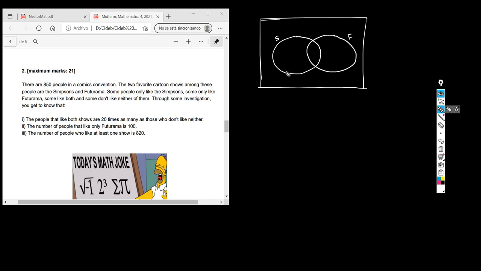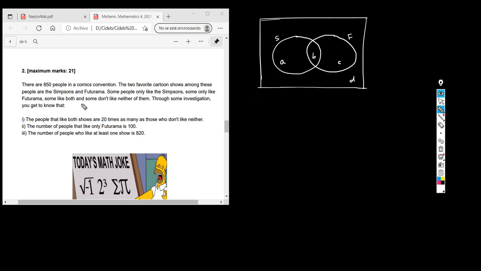Now, let me label how many people we have in each of these areas by making use of these variables A, B, C, and D. What is A representing? A is representing the number of people that only like The Simpsons. B is representing the number of people that like both The Simpsons and Futurama. C, the people that only like Futurama, and D, the people that don't like either of the shows.